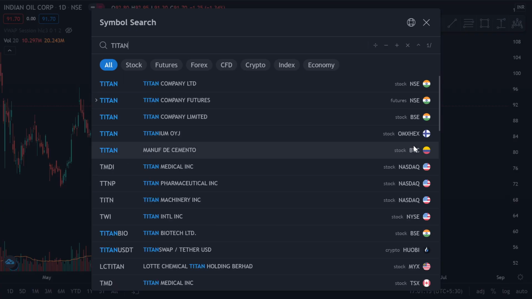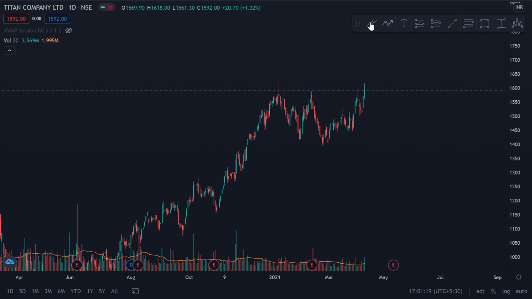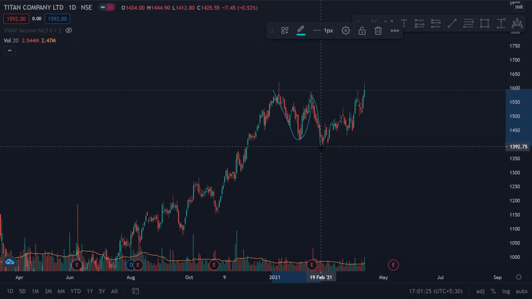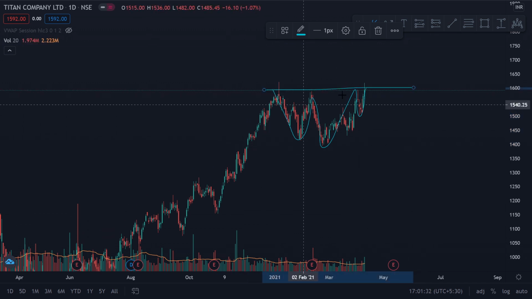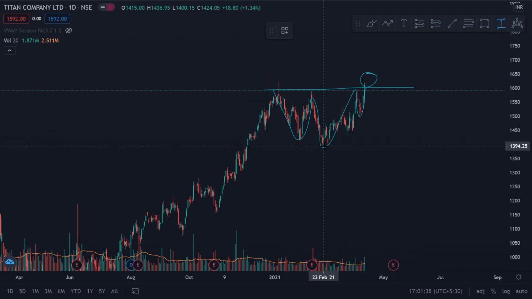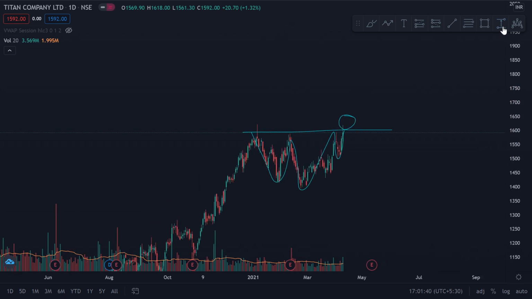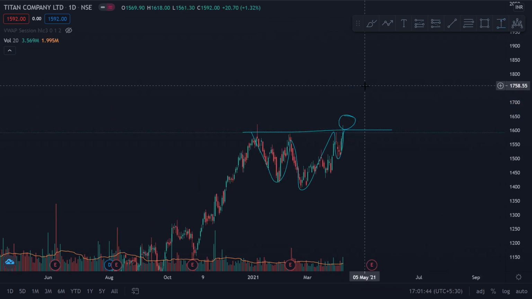And the last stock, Titan. Titan, if you observe, this was my left shoulder, this was my head, this was my right shoulder. Now if it breaks the trend line and gives a daily closing above the trend line, my head is around 13%, and from here 13% would be around 1800.